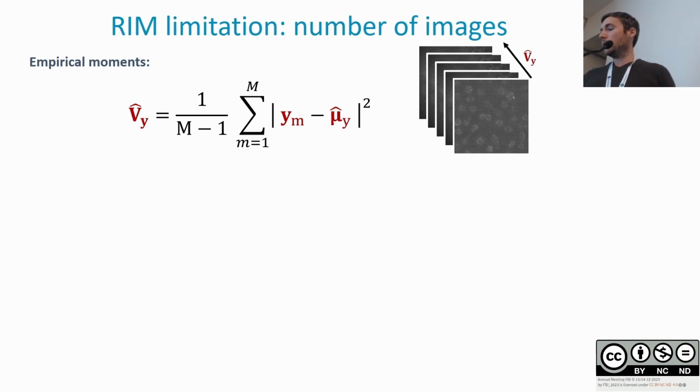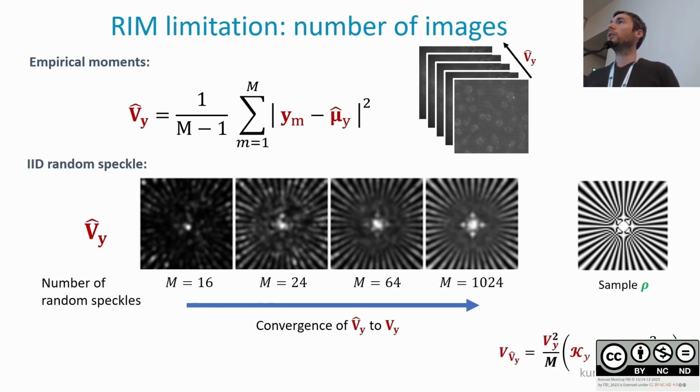Why? It's because we calculate this variance, and depending on the number of images you take, the quality of this variance image will be good or bad. If you take only 16, this is simulations, that's the sample I use for the simulation, if you take only 16 images, it will be quite bad. You need at least more than 50 images to have something meaningful.